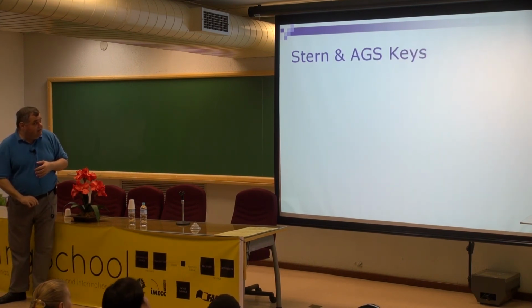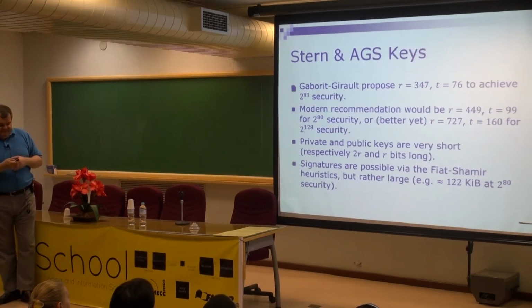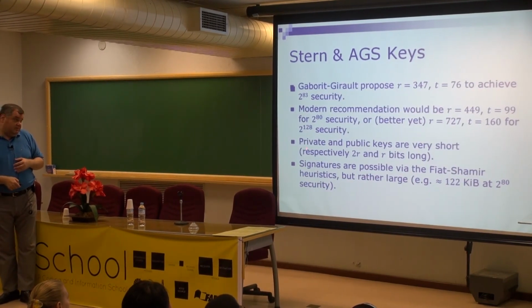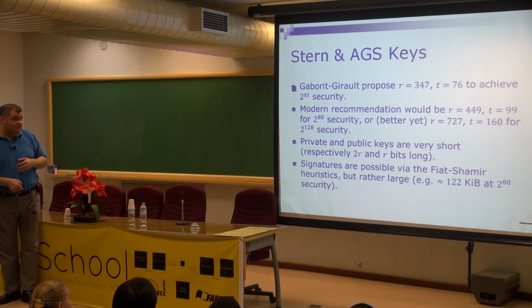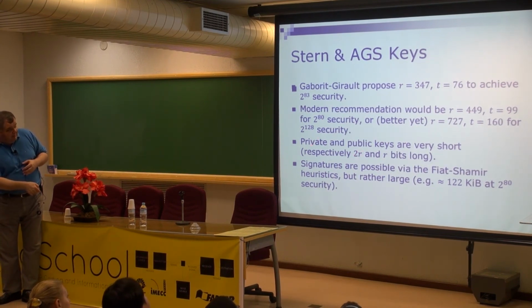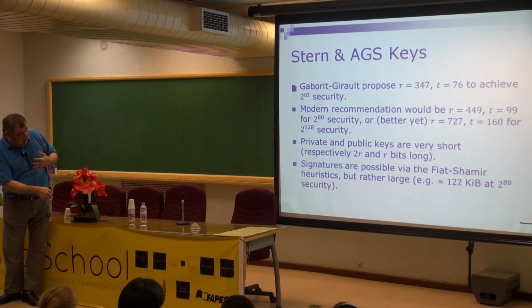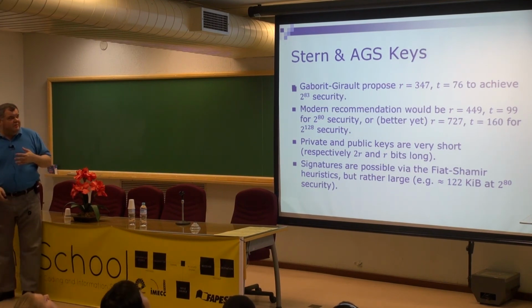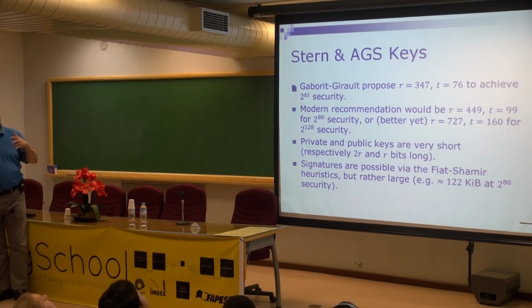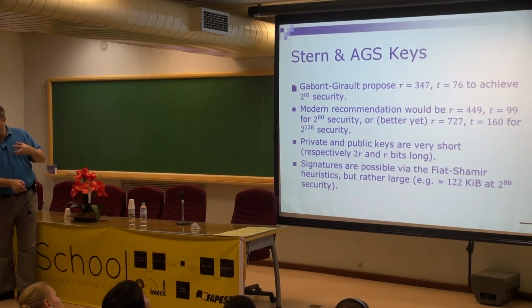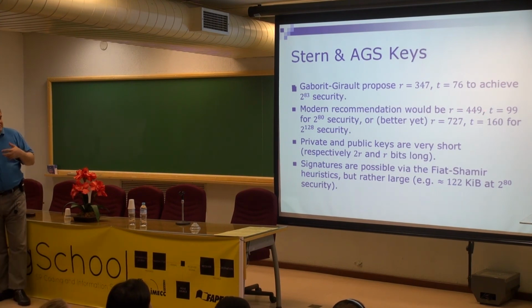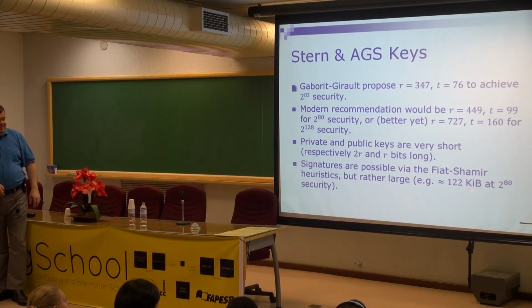Okay. Here the keys. Key sizes are: private keys are 2 times r bits long. Public keys are r bits long. They originally proposed r equal to 347 bits. It would be better to increase a bit, but not by much. So a few hundred bits. That's quite short. Signatures are enormous.